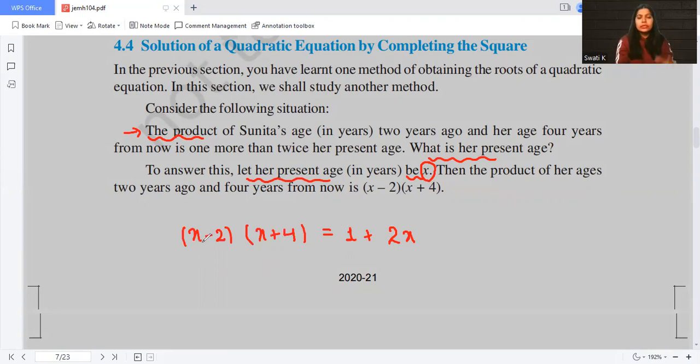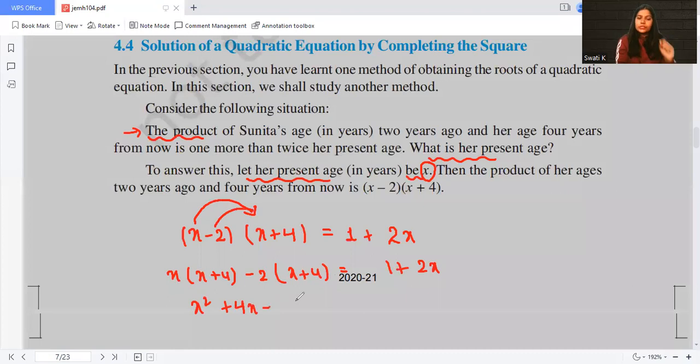Let's solve this also. You know how to solve this. I'm expecting that you know how to solve this. Even if you don't know, I'll just tell you what to do. You have to multiply this X with everything here. So that is X into X plus 4, and then minus 2 with everything inside this bracket. That is also called the distributive property. So minus 2 into X plus 4 equals, you can see here, 1 plus 2X. Now we can just multiply this. X into X is X squared. X into 4 is 4X.